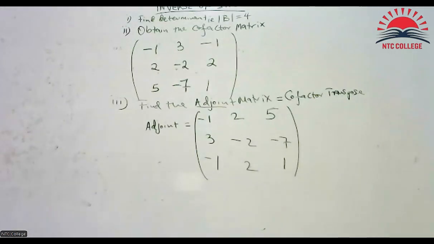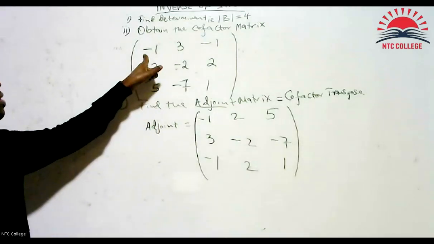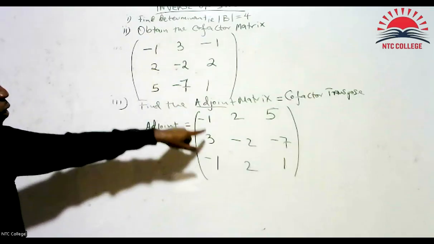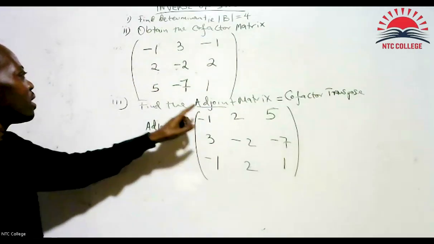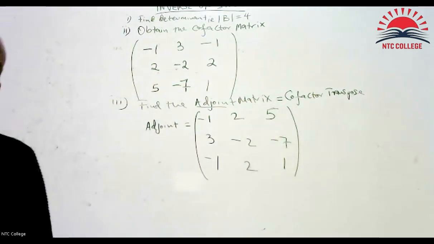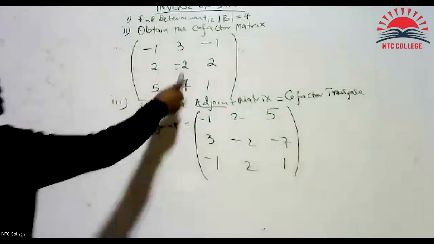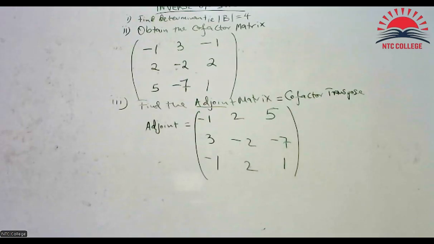I repeat, what I'm doing to obtain the so-called adjoint is just to interchange this. The first row becomes the first column. The second row has become the second column, and the third row has now become the third column. Who cannot do that? Nobody. So that's why I said the whole work is here. The moment you obtain the cofactor, you are good at home. You can never miss the application of these matrices.